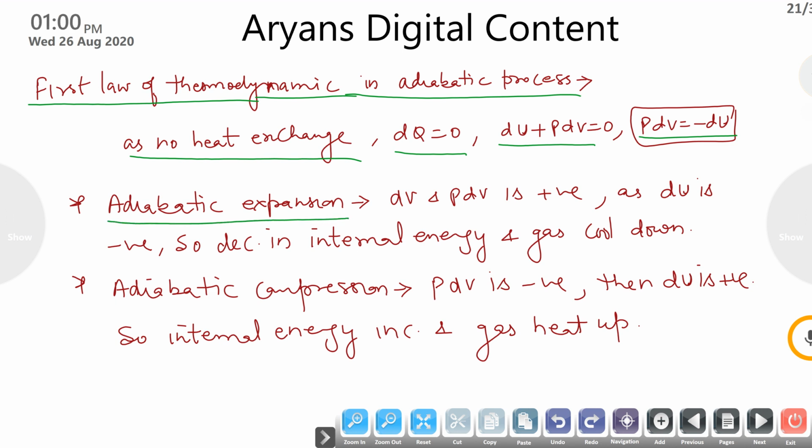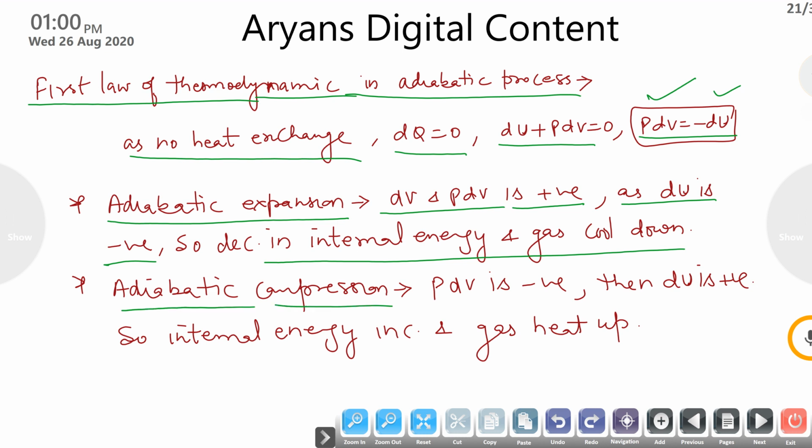First is adiabatic expansion. If there is adiabatic expansion in any gas, then expansion means increase in volume. Volume change is positive, so dU will be negative. If this is positive, this will be negative. So the internal energy of the gas will decrease due to cooling down, and its temperature will reduce.